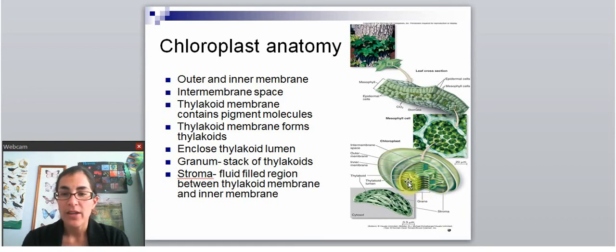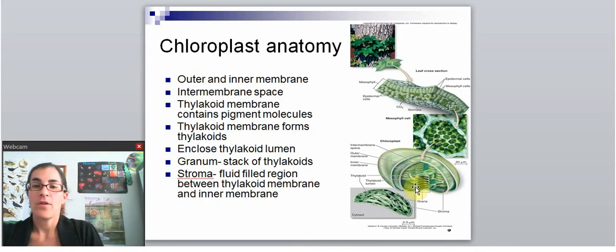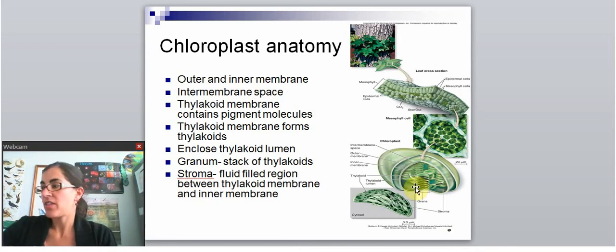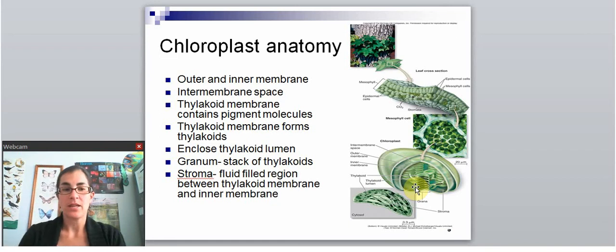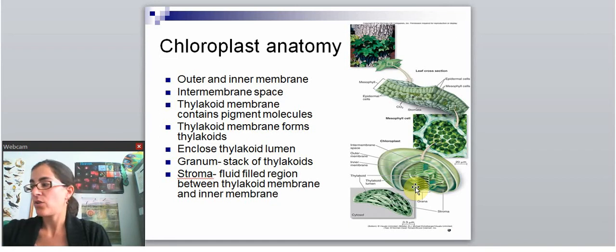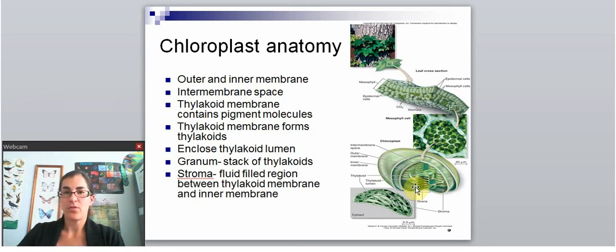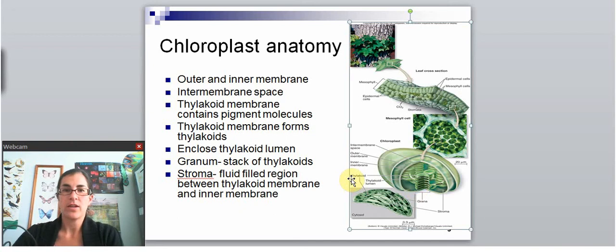This fluid out here is called the stroma. And so the key locations for photosynthesis are the thylakoid, the stroma, and the thylakoid lumen. So I'm going to draw that up here for you.